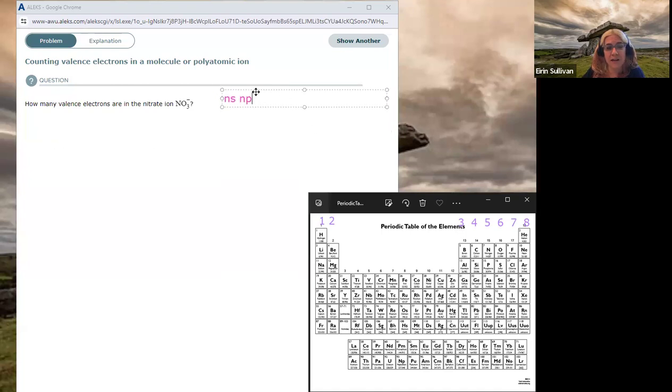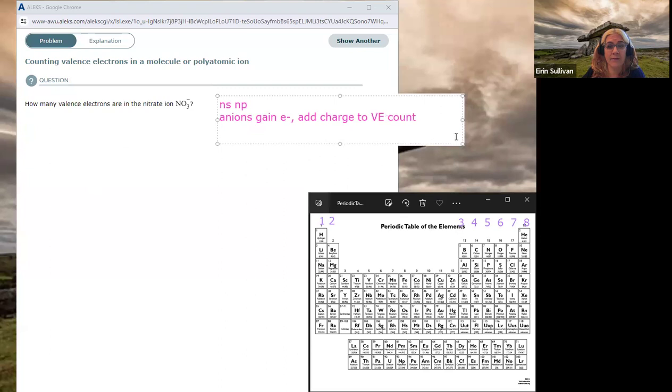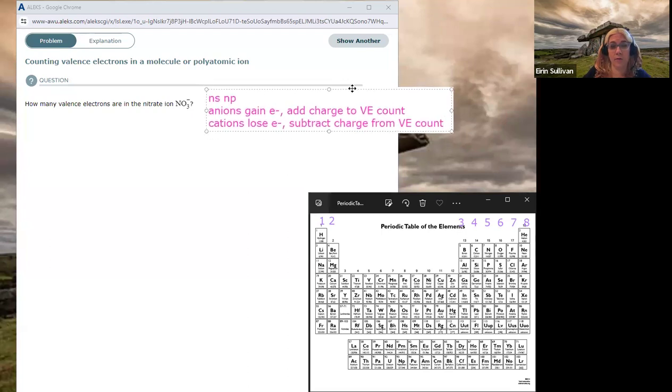If it is an ion, for anions, they are gaining electrons. So you have to add the charge of the anion to the valence electron count in total. And the flip side of that is if you have a polyatomic cation, cations lose electrons, so you have to subtract electrons equivalent to the charge from the valence electron count. Okay, so make sure you do know how to deal with whether you've got an anion or not.